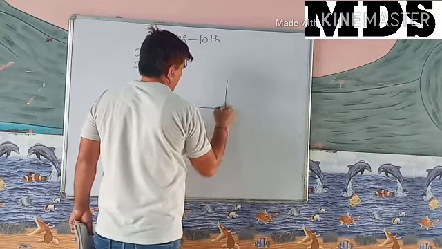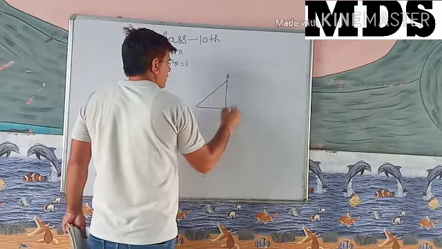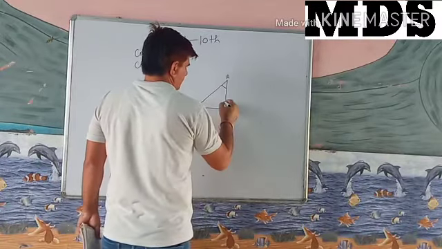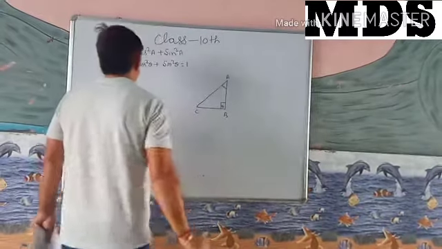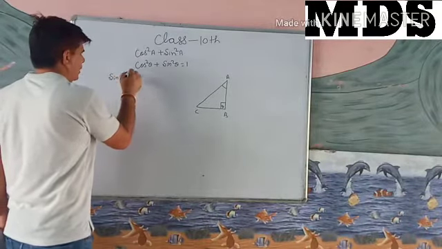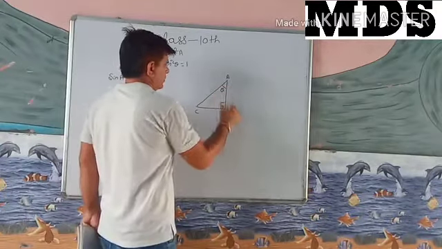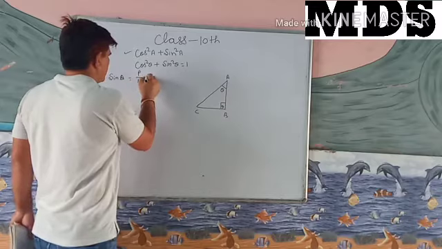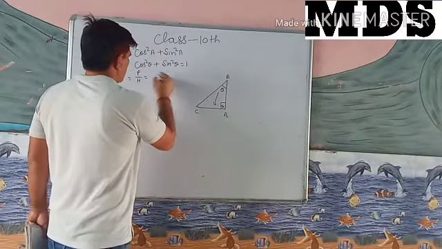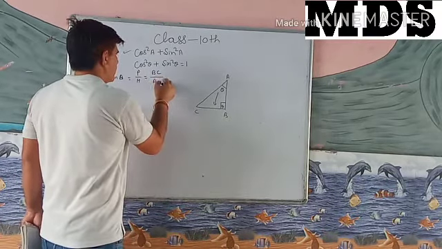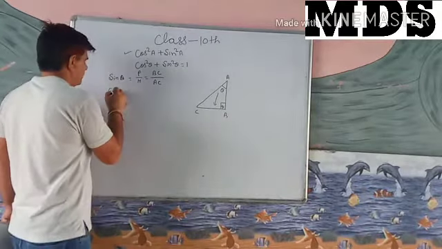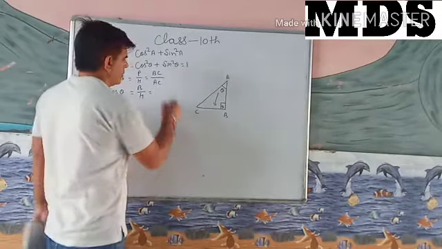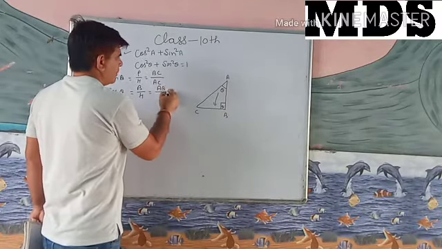So that's an angle. This is a triangle. Any name you can give: A, B, C. So this angle is A, and this is 90 degrees. So sin of A, or theta, you can say sin theta equals perpendicular by hypotenuse, which is the side opposite to it, BC by AC. Cos theta is equal to base by hypotenuse. Base is what? AB by AC.